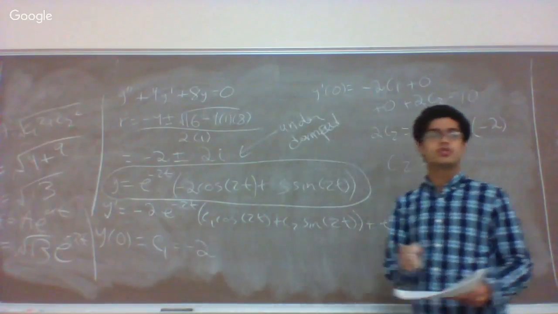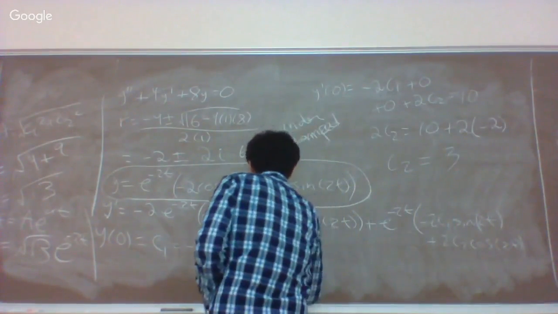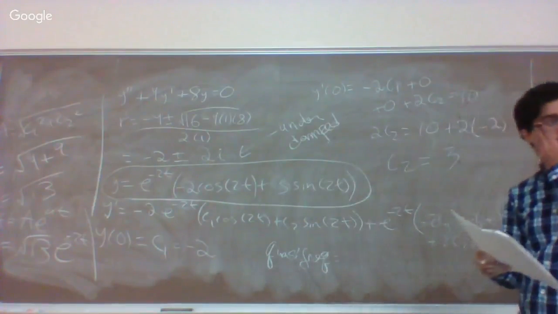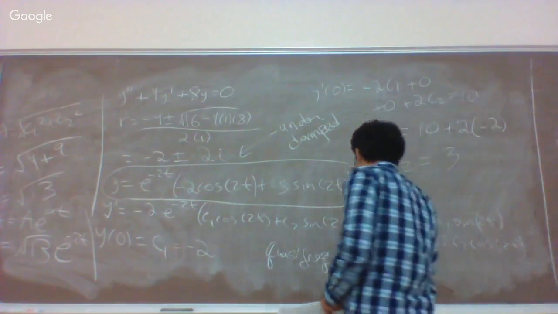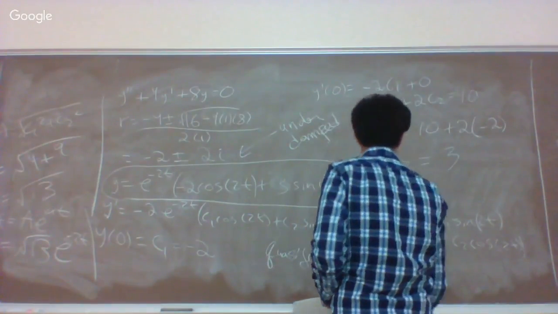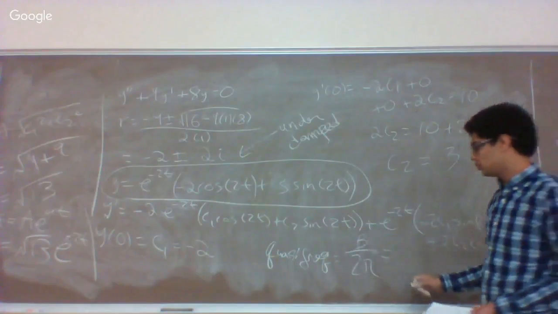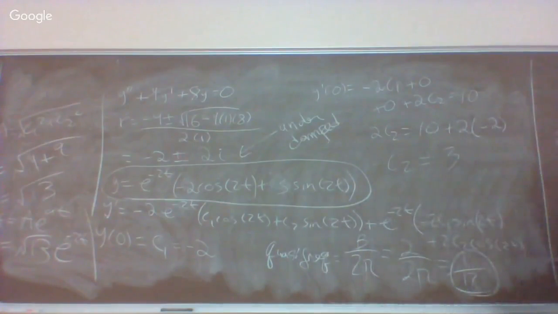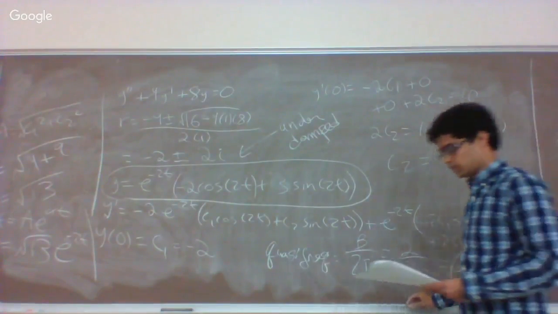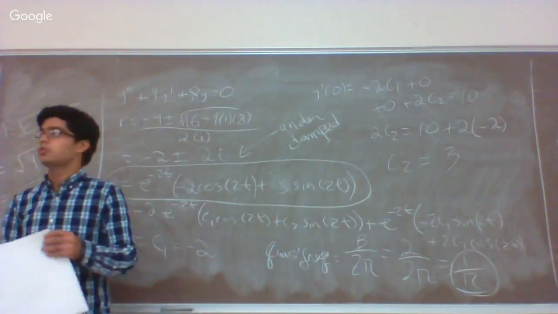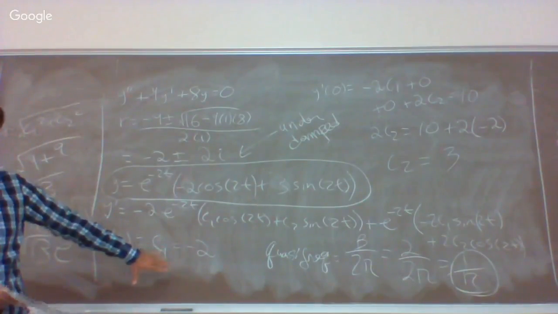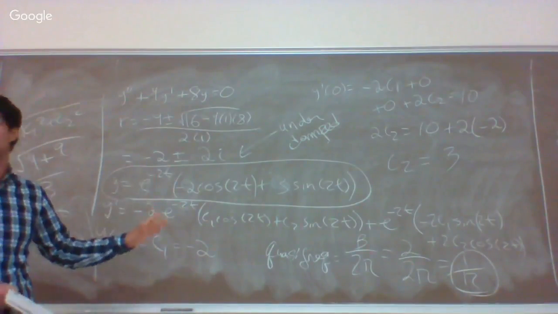And they also want the quasi-frequency. Quasi-frequency is equal to my beta value divided by 2 pi. So my beta value is a 2. So 2 divided by 2 pi is 1 over pi. Okay. Sorry if I rushed this problem, but that we did in the previous problem.